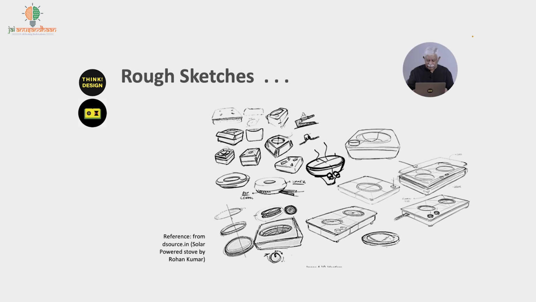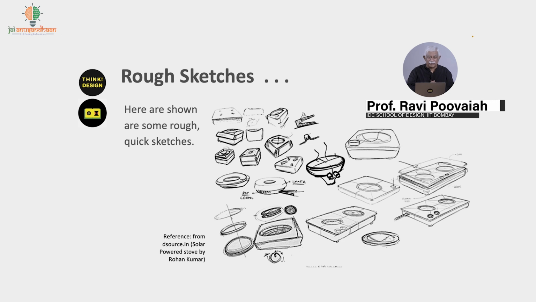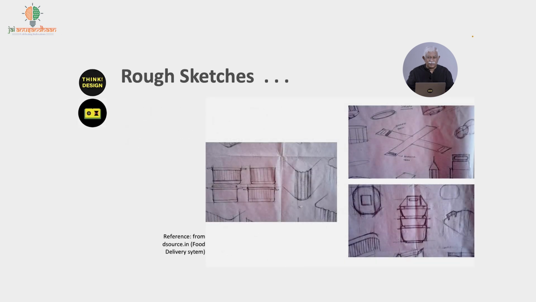This is a product design example, and again you can see they're all very rough sketches. It looks like they're doing a stove, and it's actually a solar powered stove. That's the brief the person is working on. That's the problem he's trying to solve. I can see that it's in all shapes and sizes. Yeah, this is the rough sketch.